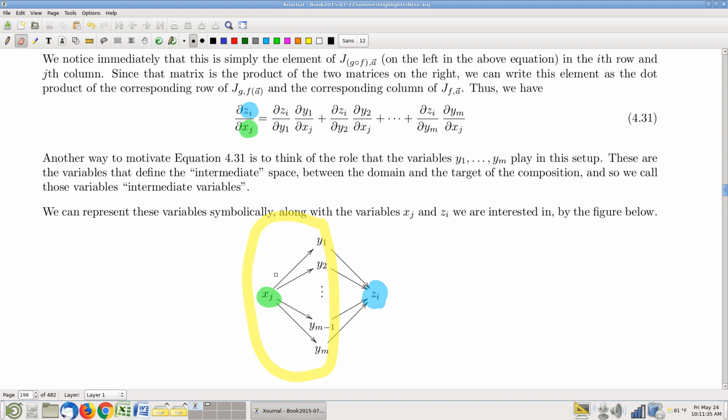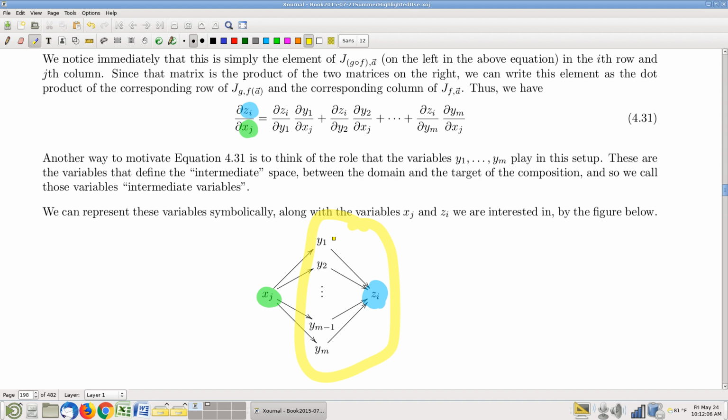Okay, well now let's look at this from zi's point of view. zi is a function of all these y variables. Each one of them, as it changes, will contribute to some amount of change of zi. Right? If you change y1, that's going to make zi change a little bit. If after that you change y2, well then zi is going to change a little more, etc. All the way on down the line.